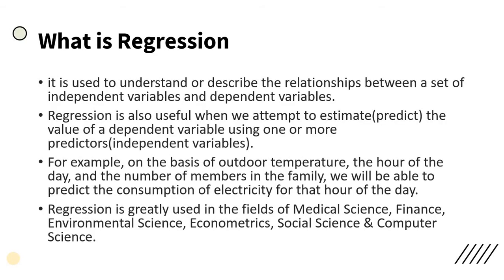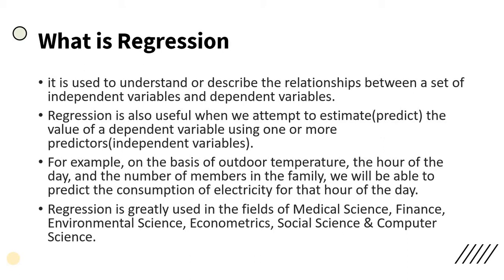First, let's understand what regression is. It is used to understand or describe the relationship between a set of independent variables and dependent variables. Here the new terms are independent and dependent variables. Let's understand with one example. On the basis of outdoor temperature, the hours of the day, and the number of members in the family, we will be able to predict the consumption of electricity for that hour of the day.